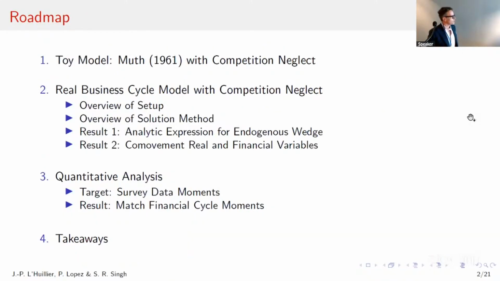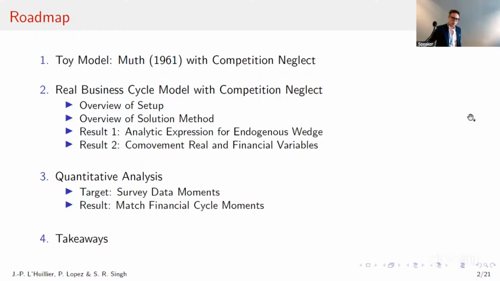So the roadmap for the talk is the following. I'm going to start with a toy model that is going to illustrate, hopefully in an elegant way, what competition neglect brings to the table in an investment problem. And I'm going to do this taking the Muth 1961 classic commodity market model. After that, I'm going to turn to RBC with competition neglect. Then I'm going to turn to a fuller quantitative analysis. And then I'm going to give you what we think are the takeaways at this moment.